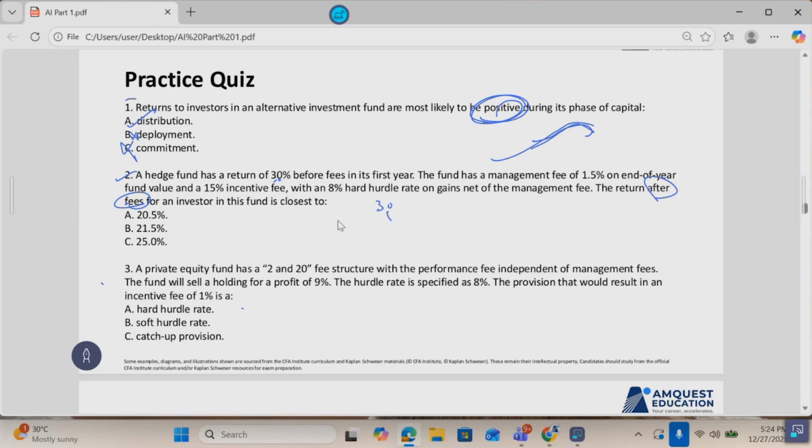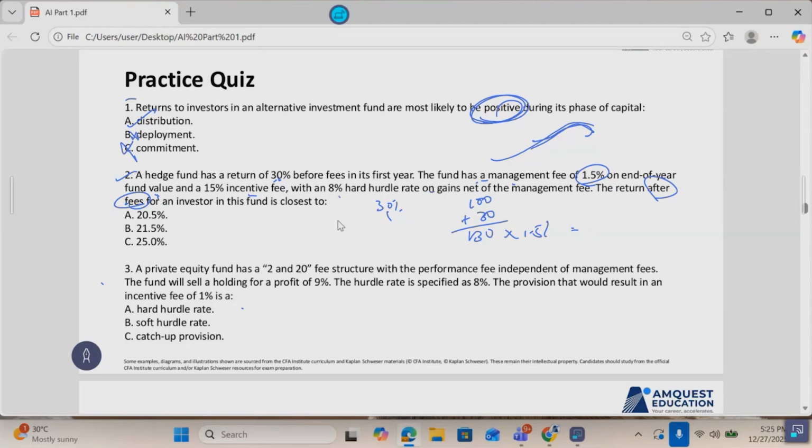So if I made 30% return, the fund has 1.5% on the end of your fund value and a 15% incentive. Let's say on 100 million I made 30%. So how much did I make? 130. I have to pay 1.5% on the end of your fund value, and a 15% incentive with an 8% hurdle rate on the gains net of the fees, right?